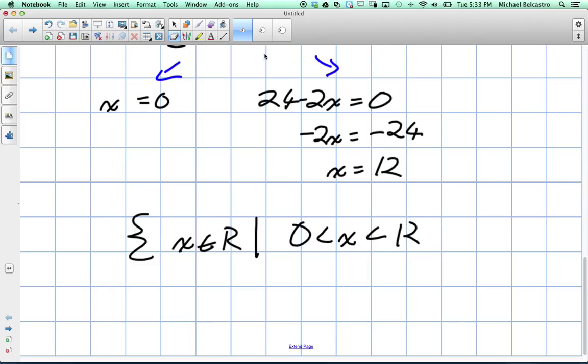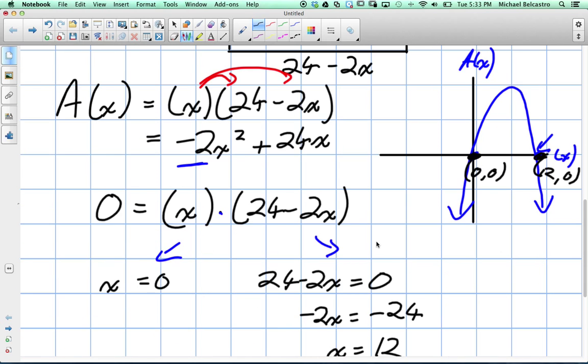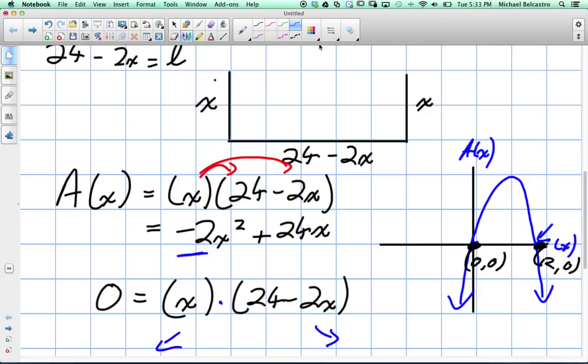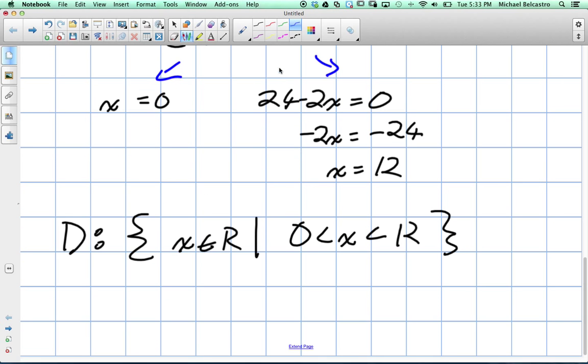So my domain here is x ∈ R, such that x is greater than 0 but less than 12. Okay. What about our range? Technically, the range could be anything we want, right? We could have an area. Can I have an area that's below 0? No. So we already know we have a parameter with the range also.